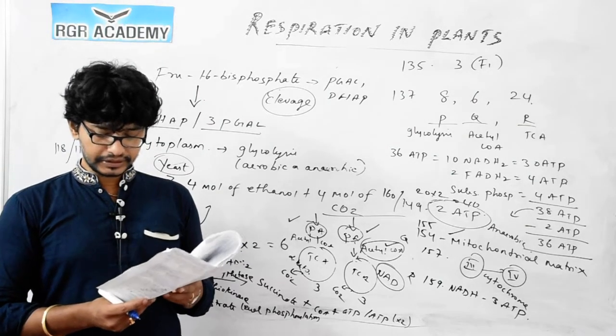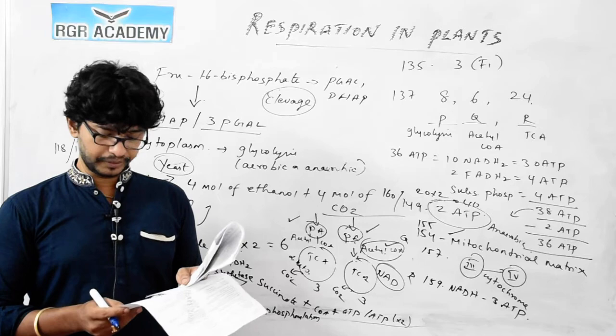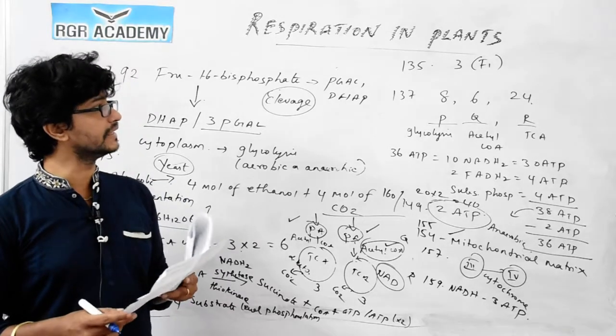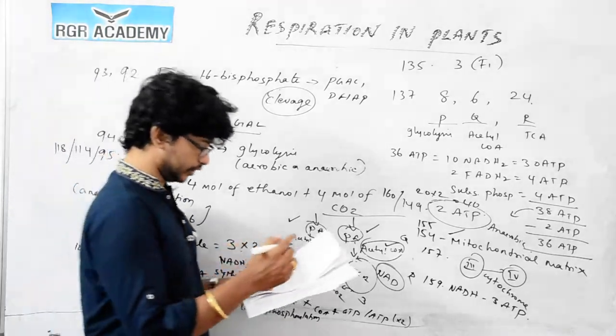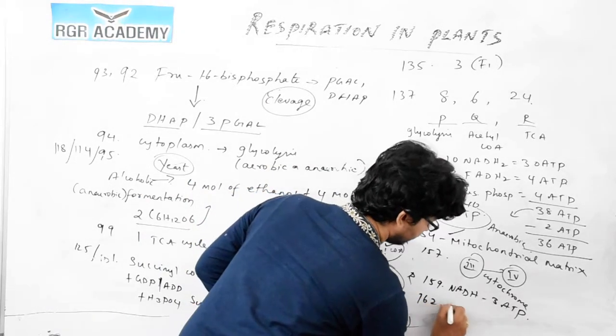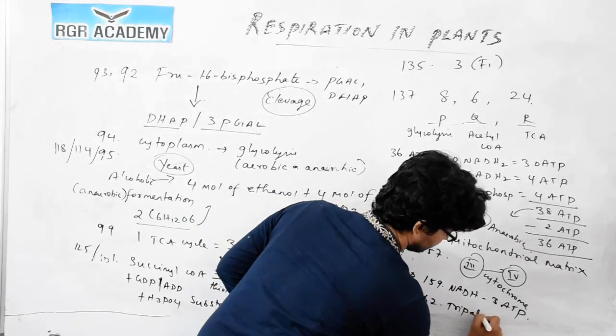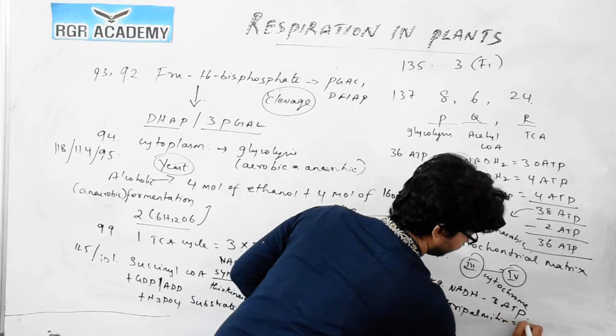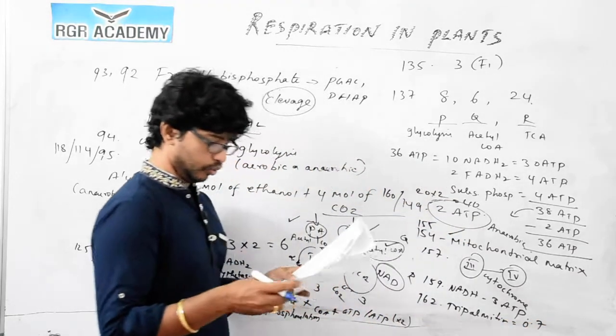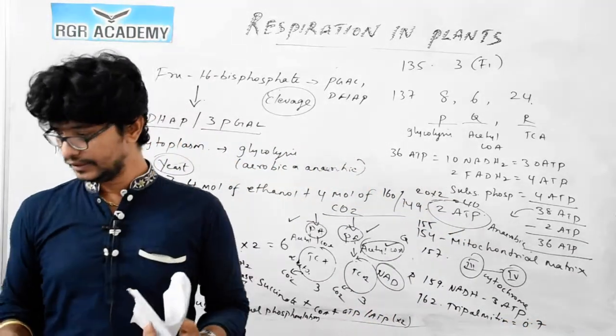162. The respiratory quotient value of 0.7, this we already discussed. It is tripalmitin. Tripalmitin has an RQ of 0.7, which is less than 1, for question number 162.